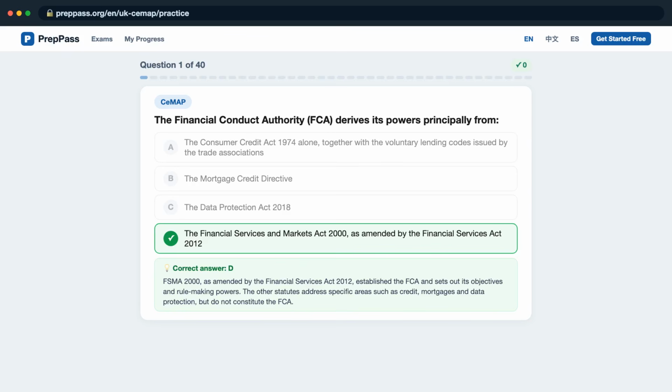The correct answer is D. FSMA 2000, as amended by the Financial Services Act 2012, established the FCA and sets out its objectives and rule-making powers. The other statutes address specific areas such as credit, mortgages, and data protection, but do not constitute the FCA.